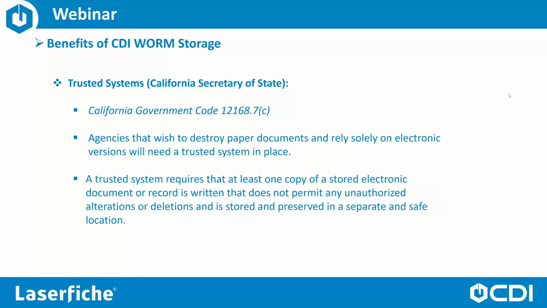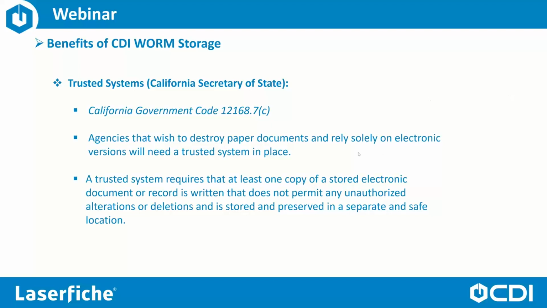And this is specific to public agencies in California, but I'm sure for other states, if you're a public agency, you have a similar mandate. Essentially, if you're looking to shred or destroy your paper documents and you're only keeping the electronic copies, you really need to have multiple backup copies. In California, they require you to have that backup copy in that WORM format, which we can provide through our WORM storage service. So that's for local government and public agencies.